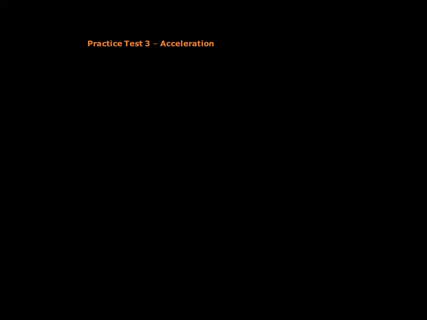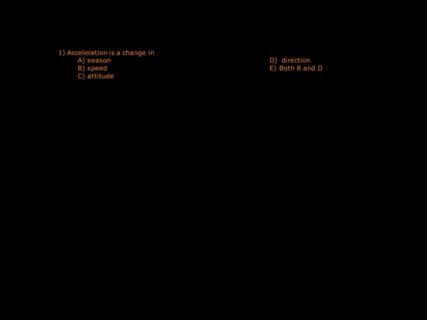This is the review for the practice test on Unit 3, acceleration, as well as dimensional analysis and significant figures. Acceleration is a change of speed or direction, or both. So the correct answer here is E, both B and D, but it could be either or. It doesn't have to be both at the same time.